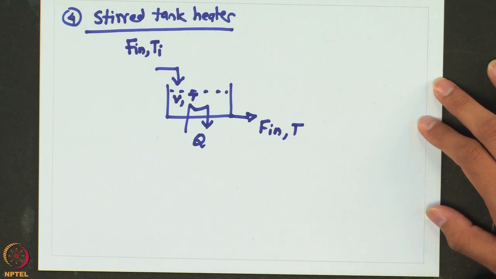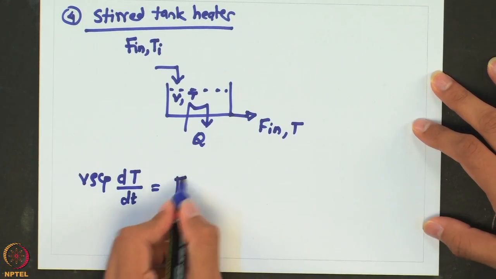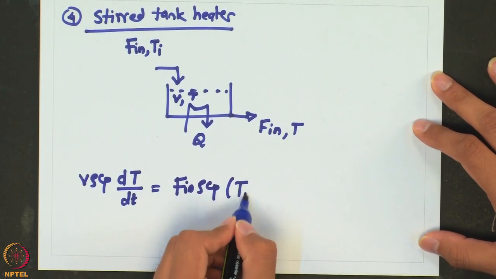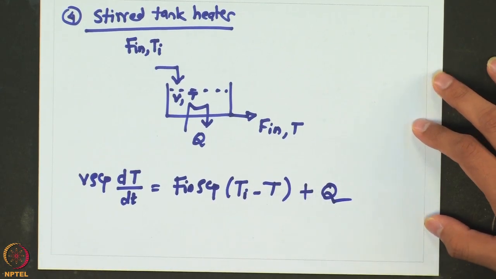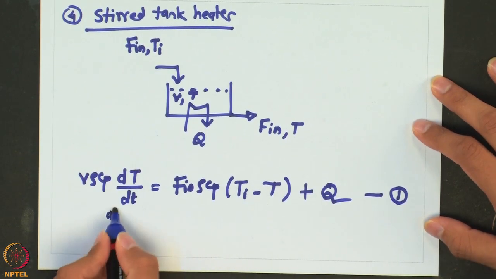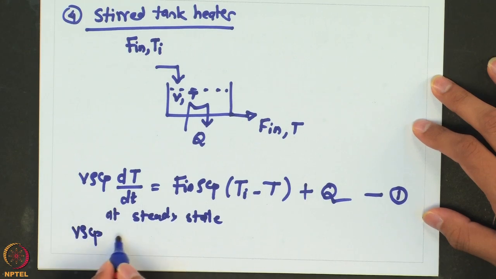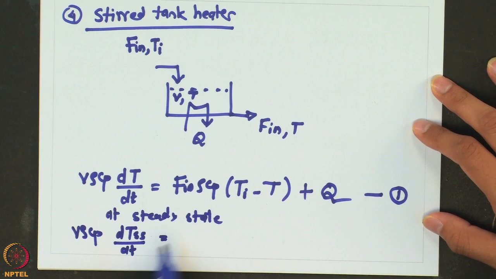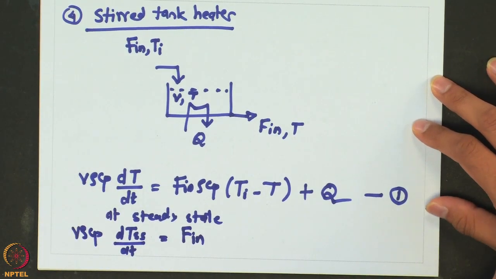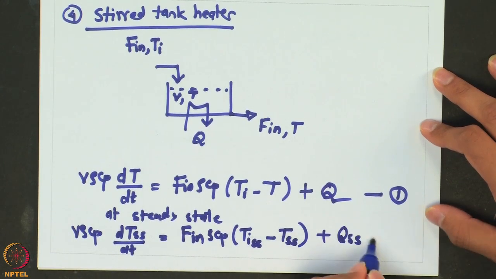So for this system, in the last lecture we had derived the dynamic equation for the system, which looked like V rho Cp dT over dt is equal to F in rho Cp (Ti minus T) plus Q. So that is the dynamic equation. Let us call it equation 1, and we can write a similar equation at steady state. What we get is V rho Cp dTss over dt is equal to, we will assume for now that F in is not changing as a function of time and the only disturbance here is Ti, so F in rho Cp (Tiss minus Tss) plus the steady state value of the heat input.